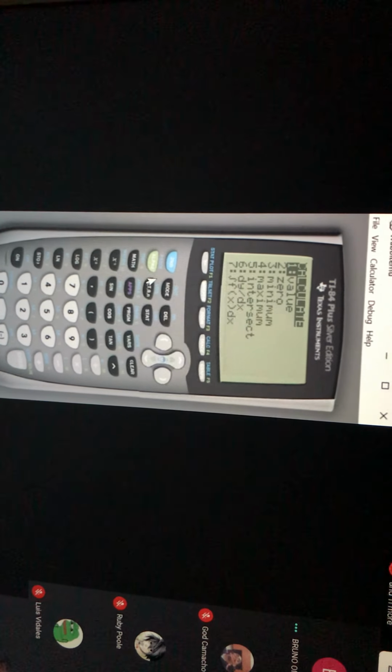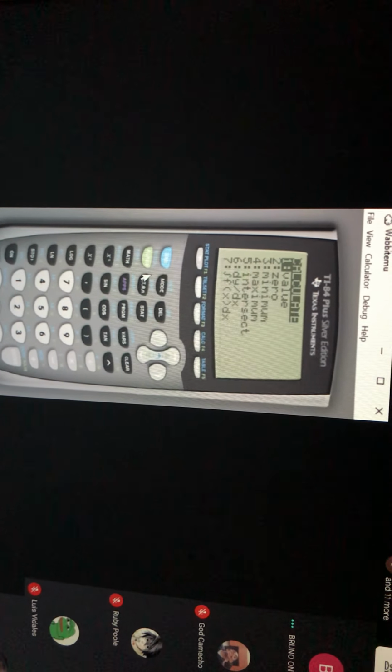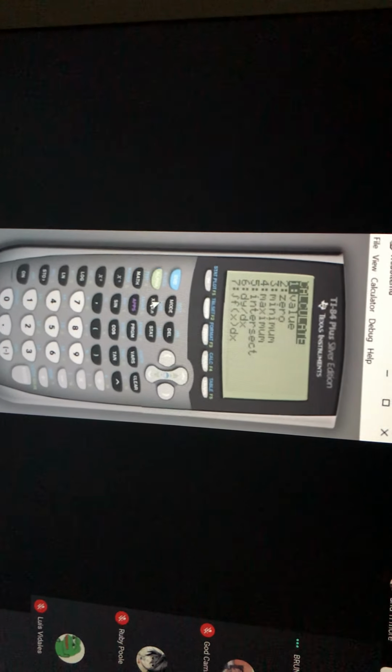Intersection. You press 5 for intersection. Now you see where you press 5. Let me press 5. Now you need to come close to where the second time is. Now, what do you do? You come down.